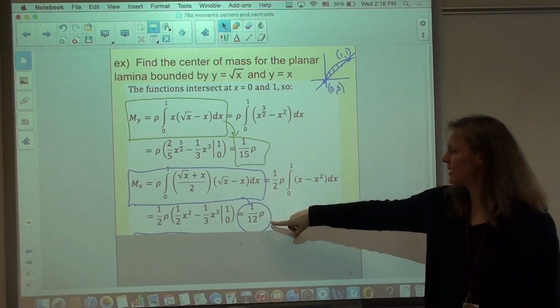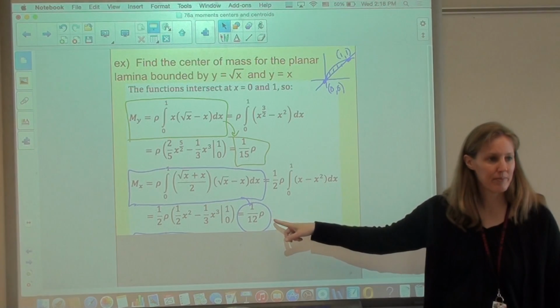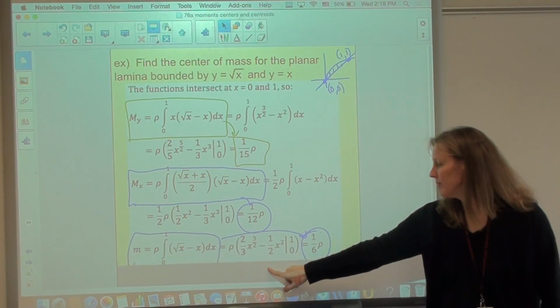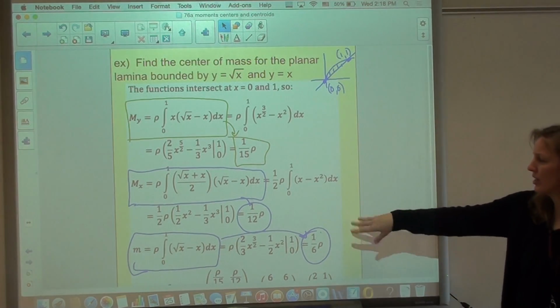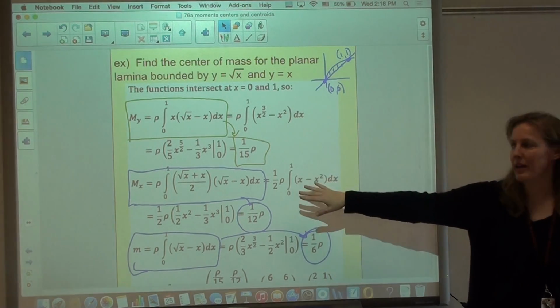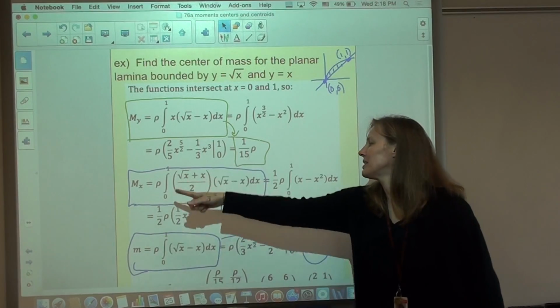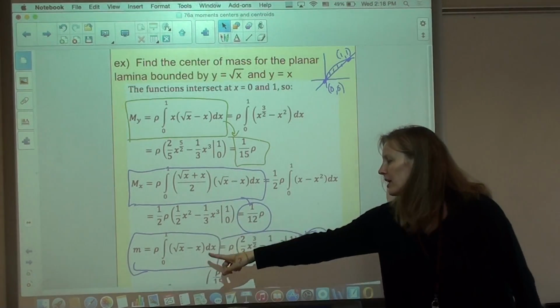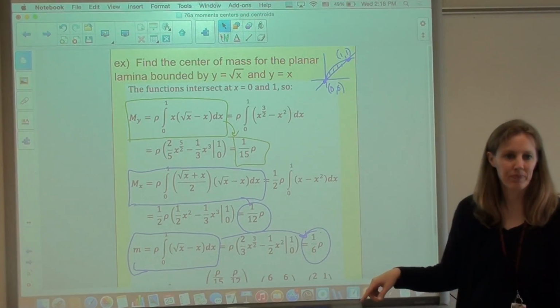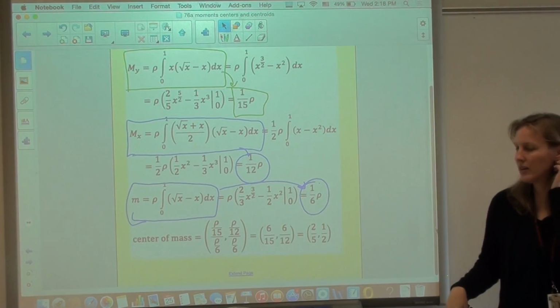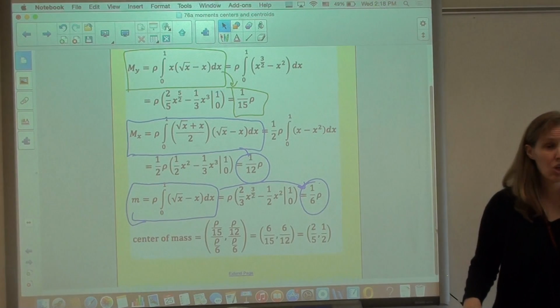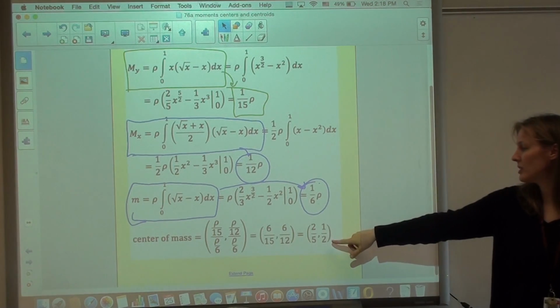Going about the x-axis, you should have gotten 1/12. Your mass should have been 1/6. I did all of these by hand, but you do not have to do them by hand. That's why I circled. All you have to show me is setup and answer, right? Is the test gonna be entirely calculated? Yes, the test is all calculated. And then your final center of mass.